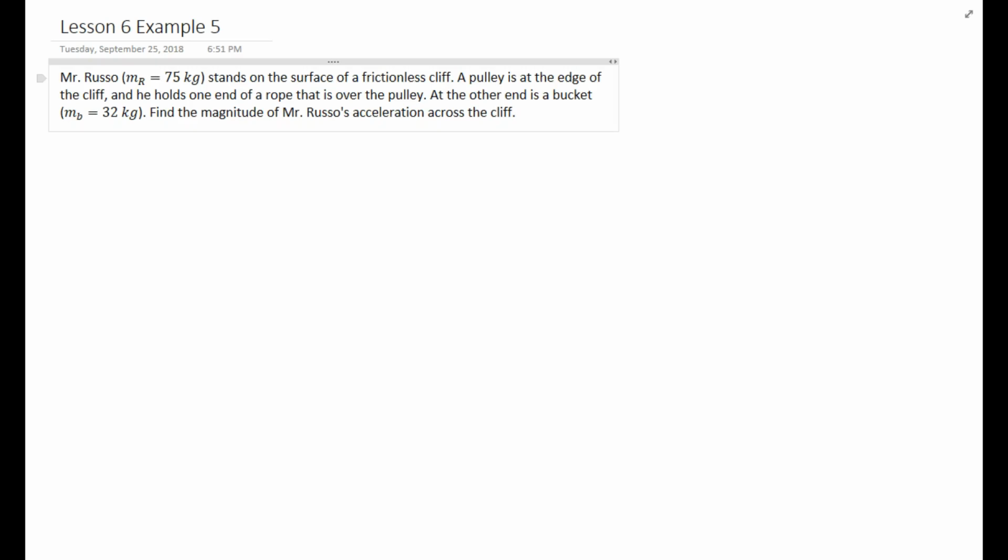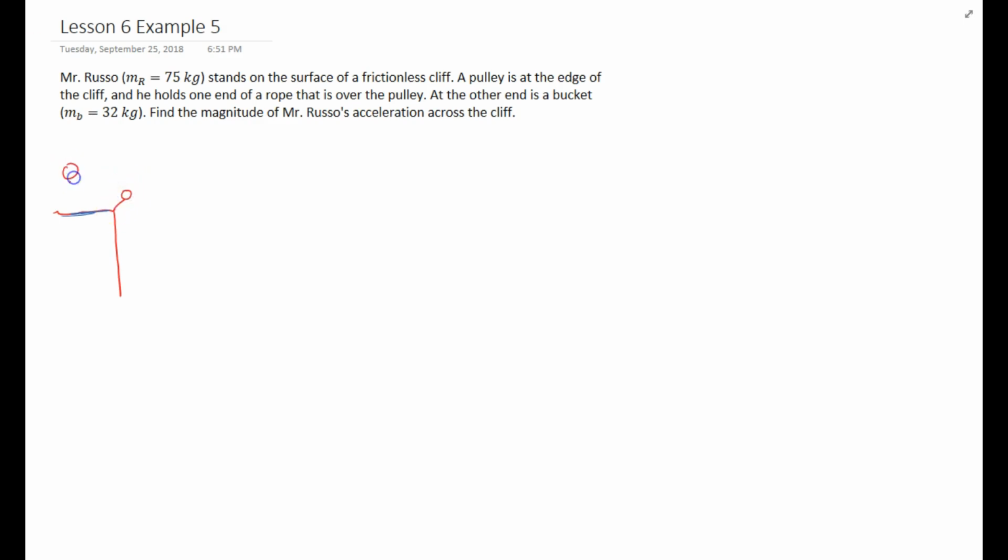Now we're going to look at a little bit more complicated problem, this one involving tension. So we have Mr. Russo standing on the edge of a perfectly frictionless cliff, because, you know, we have those in the world. We're just going to go ahead and pretend the edge of the cliff is ice here. We'll draw some nice ice going on. And on the edge of the cliff is a pulley.